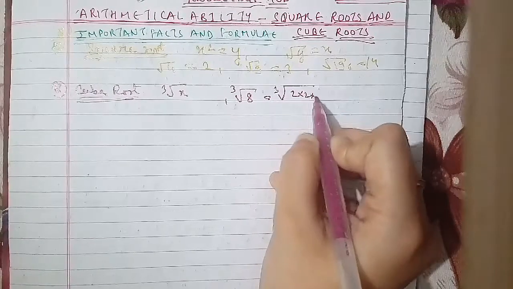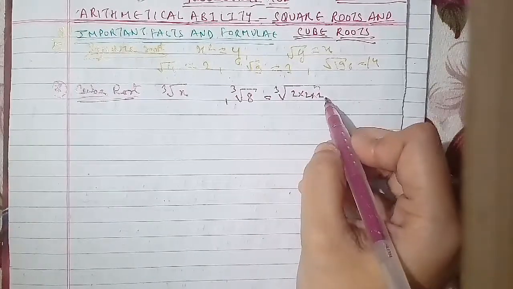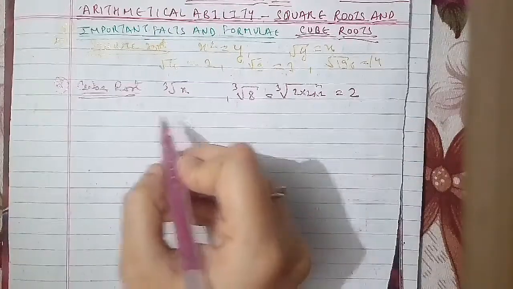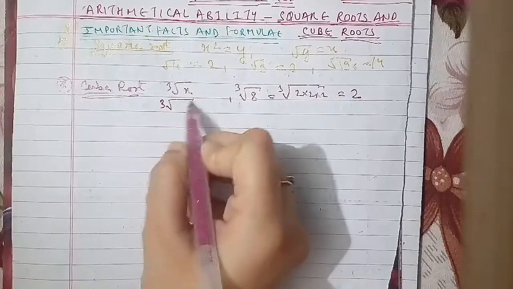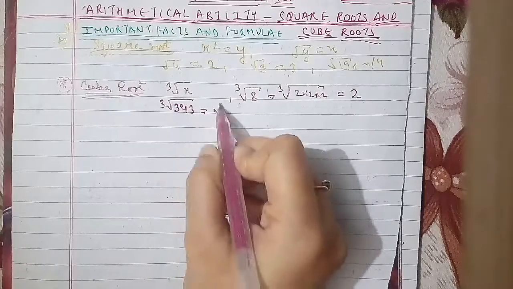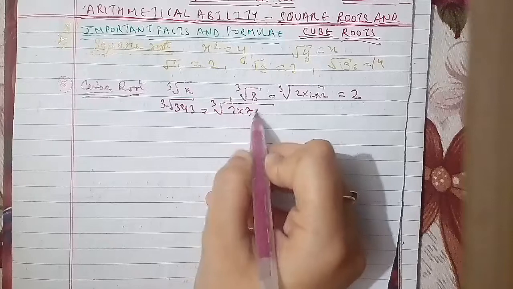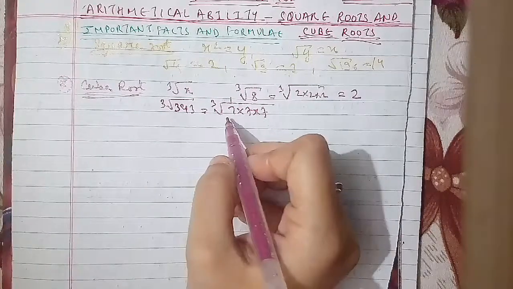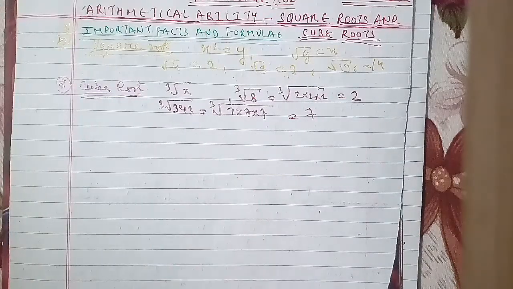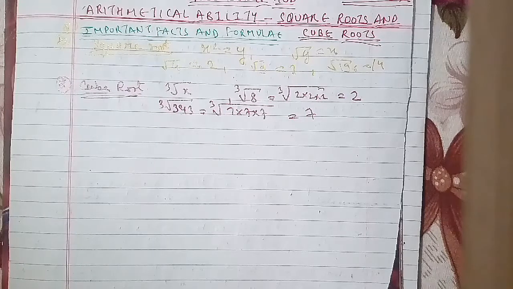Taking another example, the cube root of 343 can be represented as 7 into 7 into 7. 7 sevens are 49, and 49 sevens are 343, so the cube root of 343 is 7. There are some notes that you have to know, which we use during the questions we deal with. I will tell you two notes.